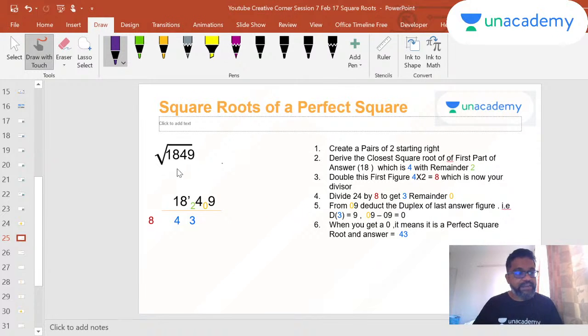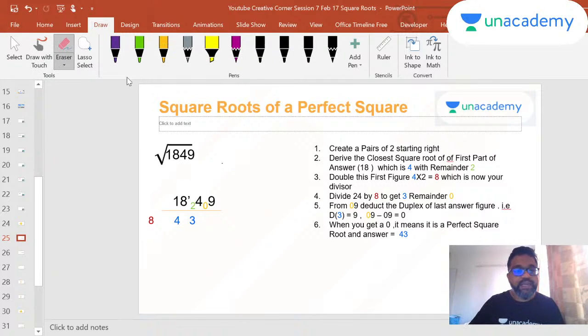Okay, so 1849. So my very first step is, what will I do? When I get these numbers, I'm going to create pairs of two digits each.